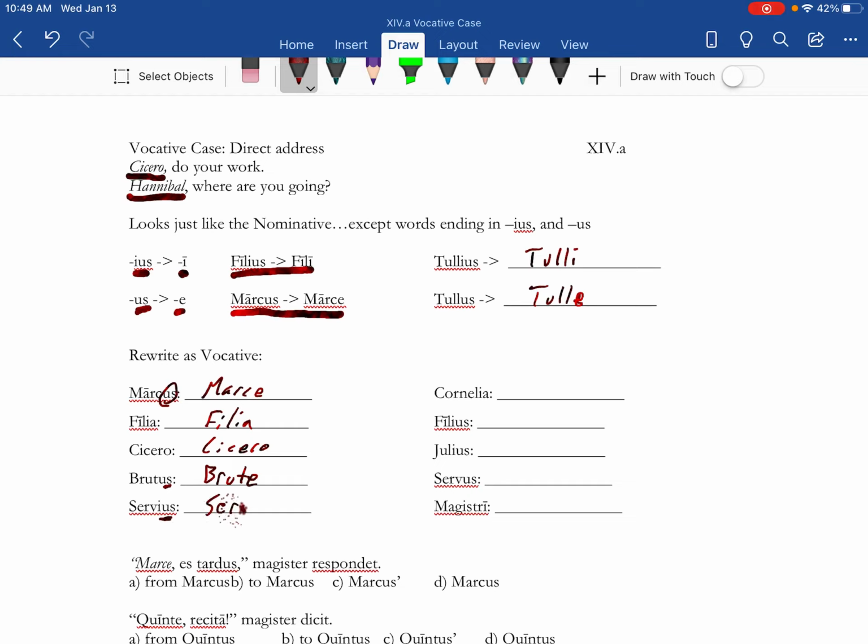Servius, we got an IUS, so that's going to be Servi. Cornelia, no US or IUS, so stays the same. Filius, that IUS is going to go to an I. Julius, that IUS is going to go to an I. Servus, that US will go to an E. And Magistri does not end in an IUS or a US, so it'll stay the same.